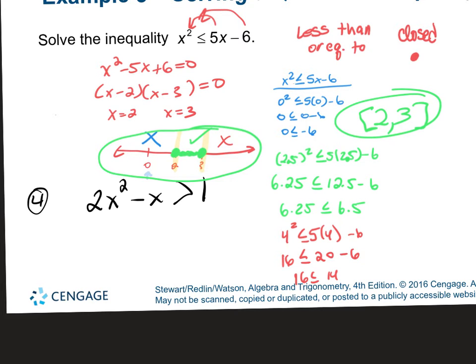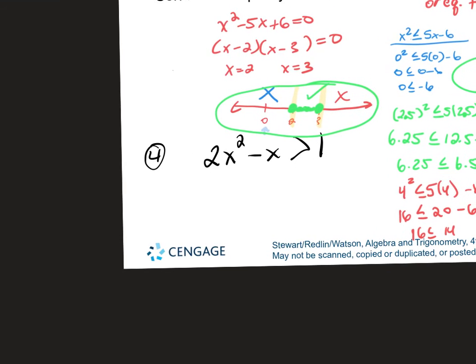All right. Let's look at the next one. Tell me about the sign. What does that one say? 2x squared minus x is greater, right? Watch. Greater. I know I spelled it wrong. And then what kind of a dot am I going to have? Open. Why is it open? Because it's just greater than.